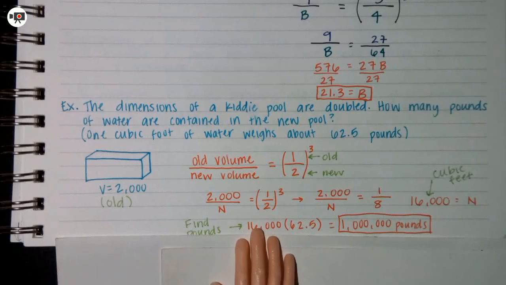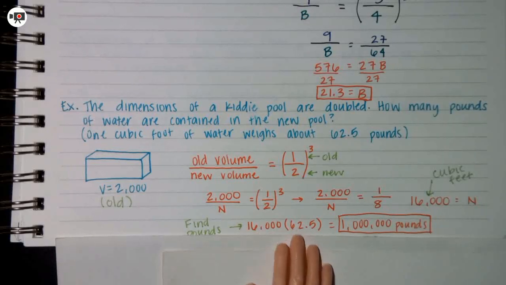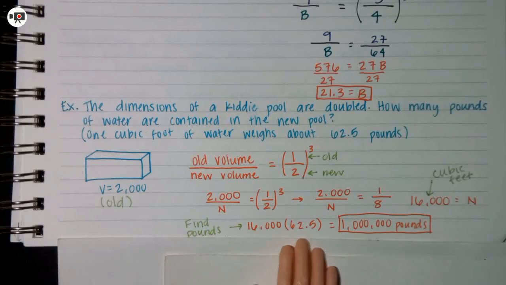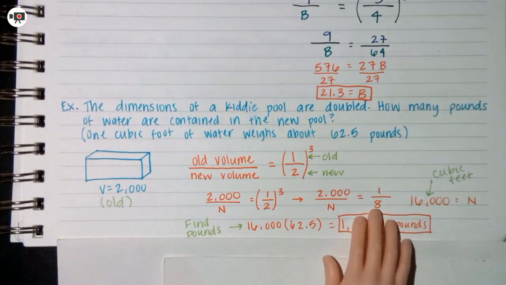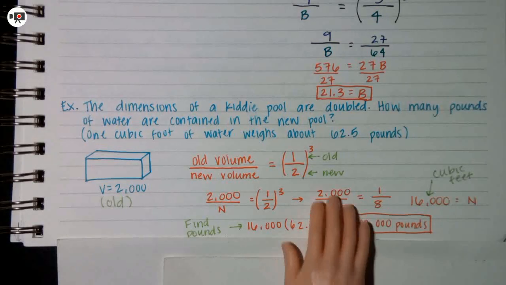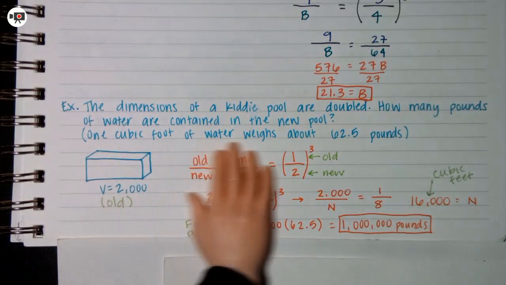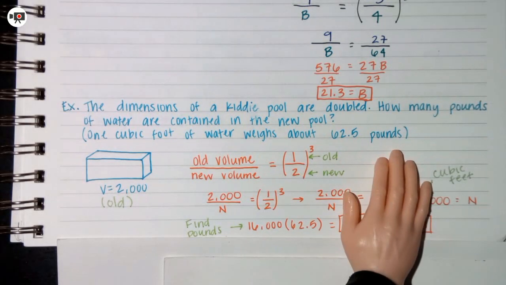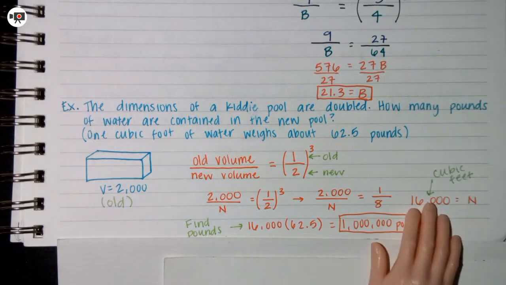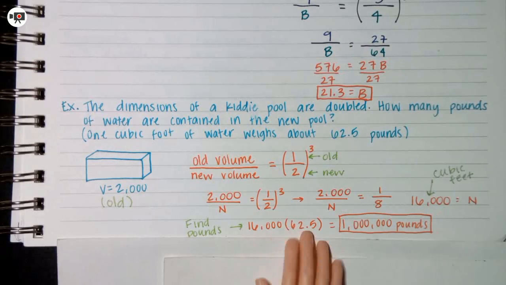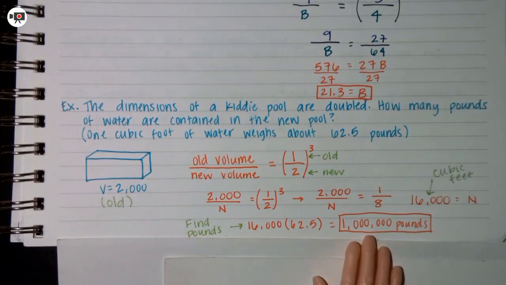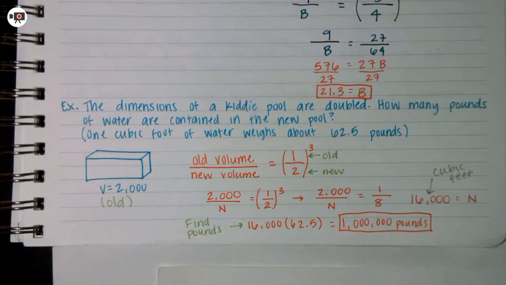and I get 16,000. So cross multiply here, 1n equals 16,000 cubic feet. And we're told 1 cubic foot of water weighs about 62.5 pounds. So for every one of these, I have 62.5. We multiply to get 1,000,000 pounds. That's a pretty big kiddie pool.